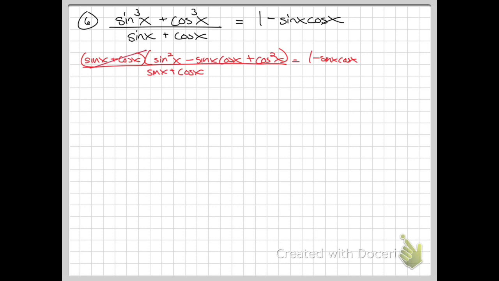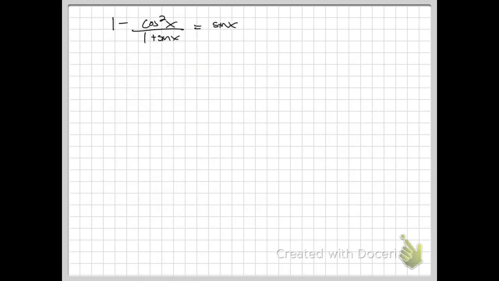Top parenthesis matches the bottom perfectly. And sine squared plus cosine squared is an identity. That's 1. So you're left with 1 minus sine x cosine x, which is what we wanted to prove. Okay, this was your quiz. Let's go over your quiz really quickly also.